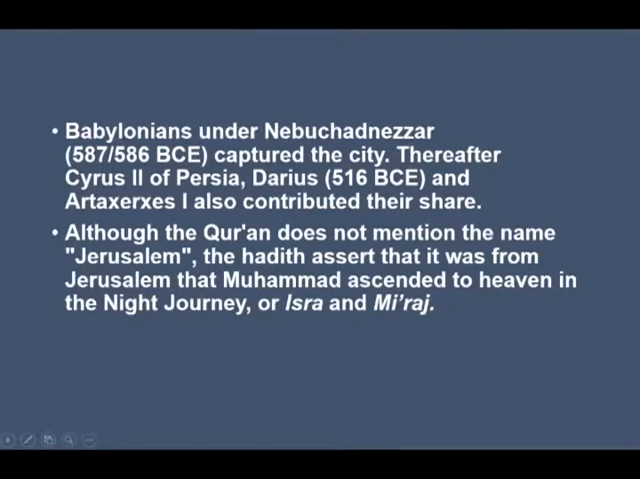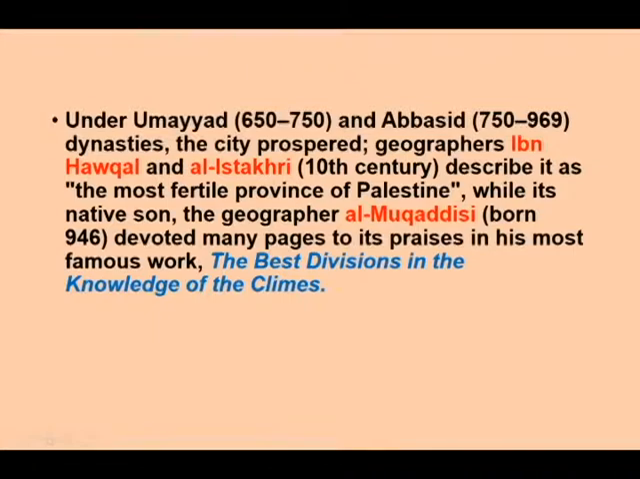Then continuing with the story of Jerusalem under the Umayyad and Abbasid dynasties, the city prospered, and geographers like Ibn Hawkal and al-Istiqri describe it as the most fertile province of Palestine. So in the period when the city came under the control of the Muslims, the Umayyads and the Abbasids, obviously the city began to prosper.